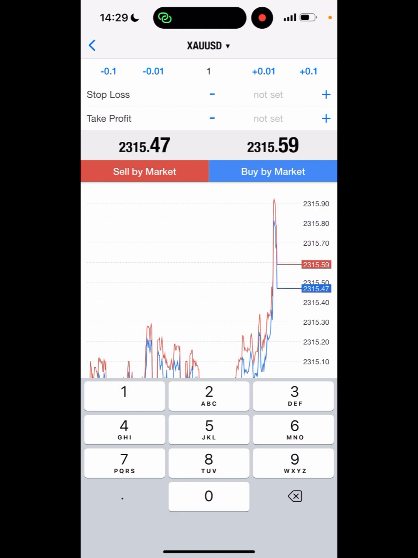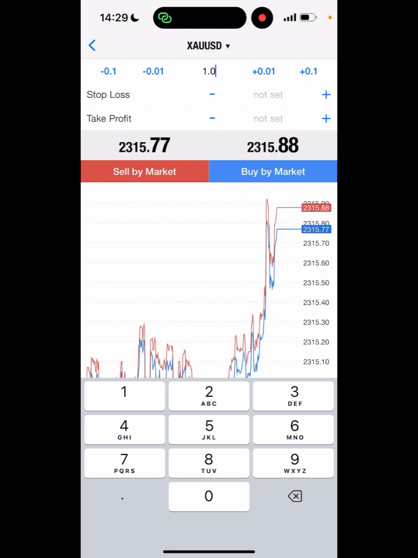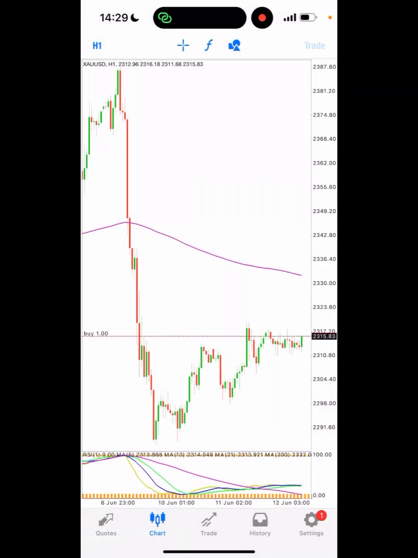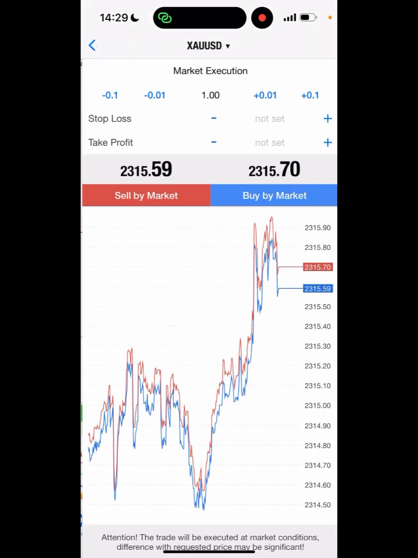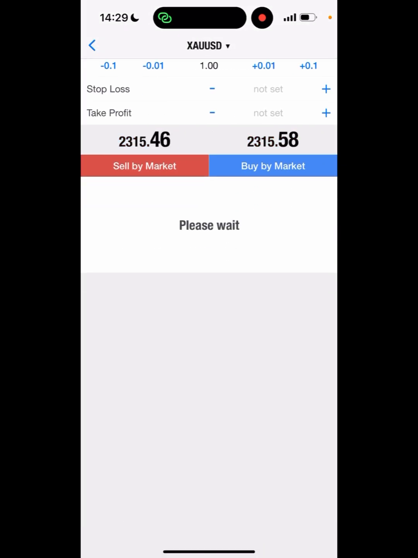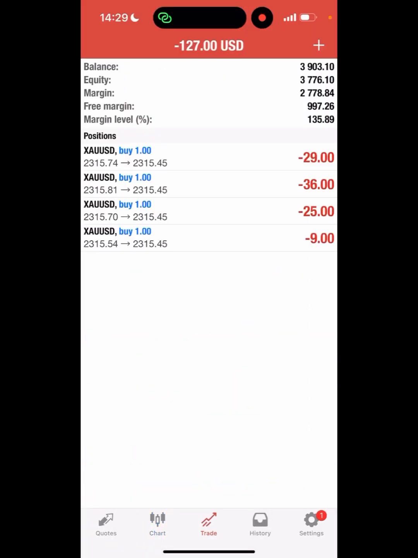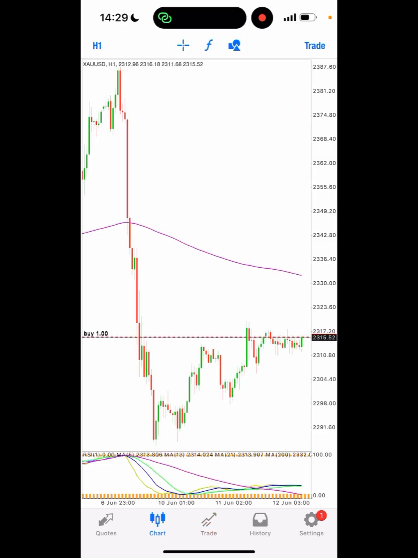I'm gonna use 0.1, 1.0 buy. Guys, remember, this is a 2 minutes strategy. Only 2 minutes.